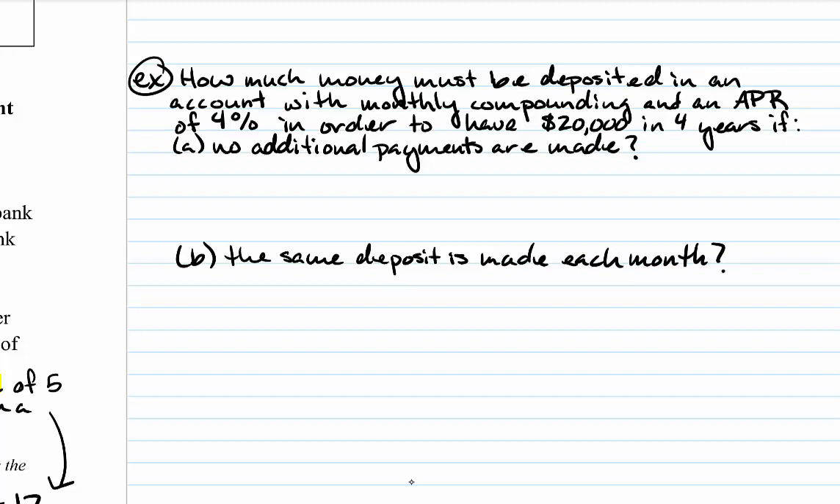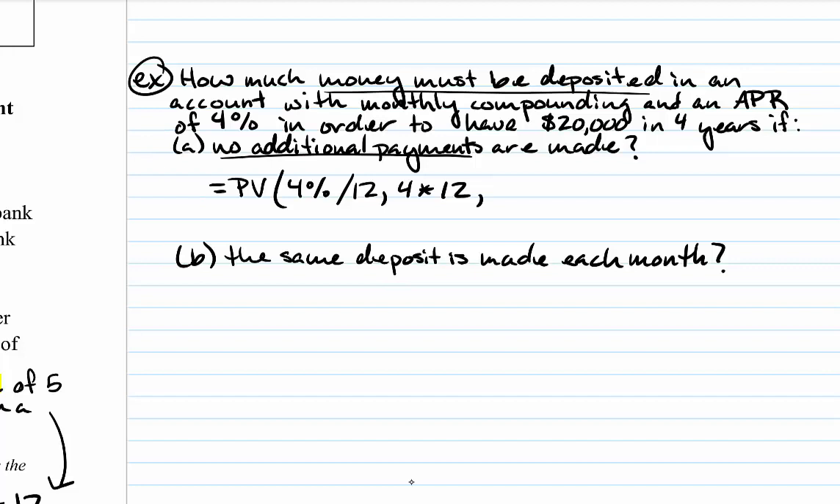In the first instance, since they asked us how much money must be deposited, and no additional payments will be made, that means we're doing a present value calculation. How much money do we need to put in an account right now? And our interest rate is 4%. It was compounded monthly though. So we have to divide by 12. We will have 4 times 12 in the n per argument because 4 times 12 is 48: 4 years and 12 months.